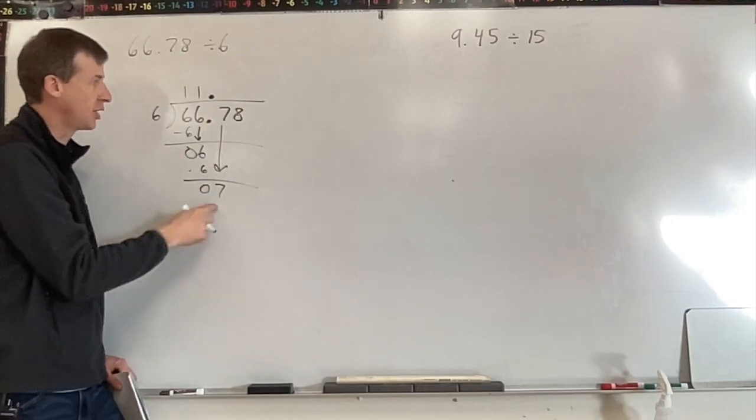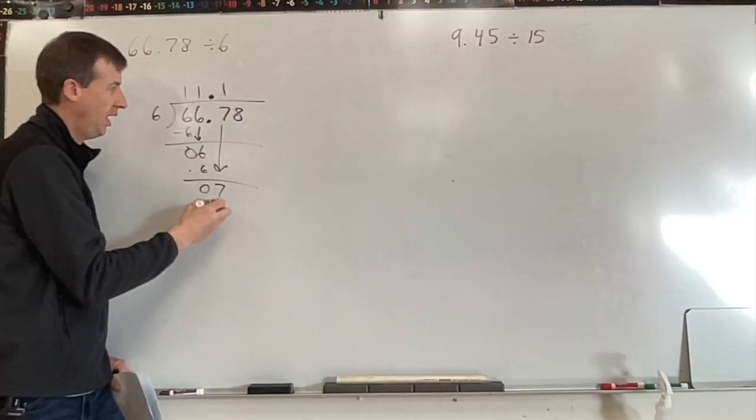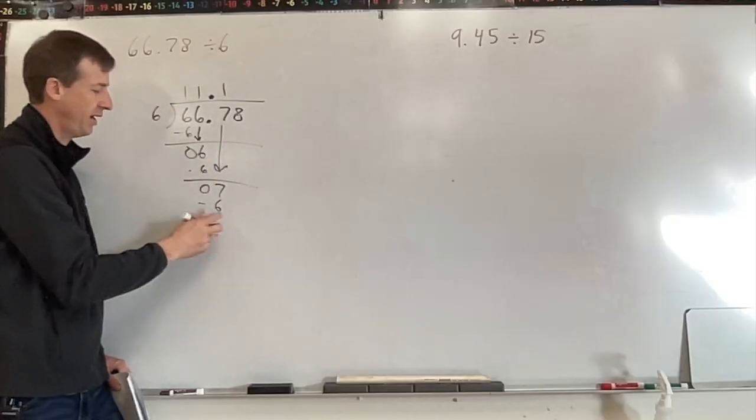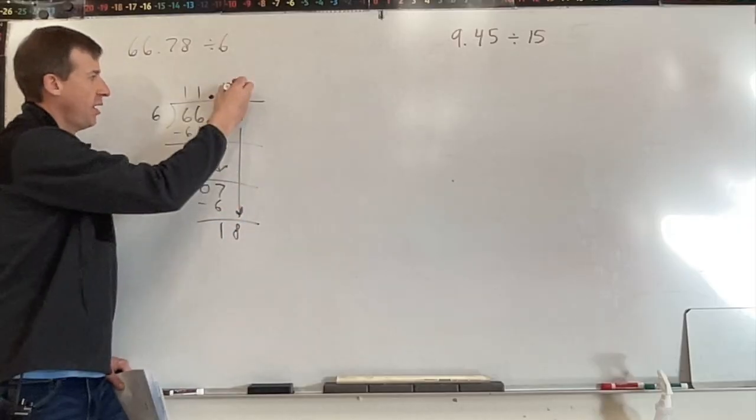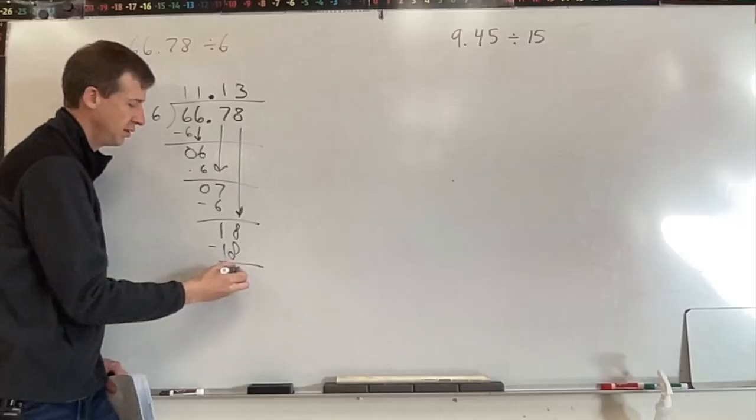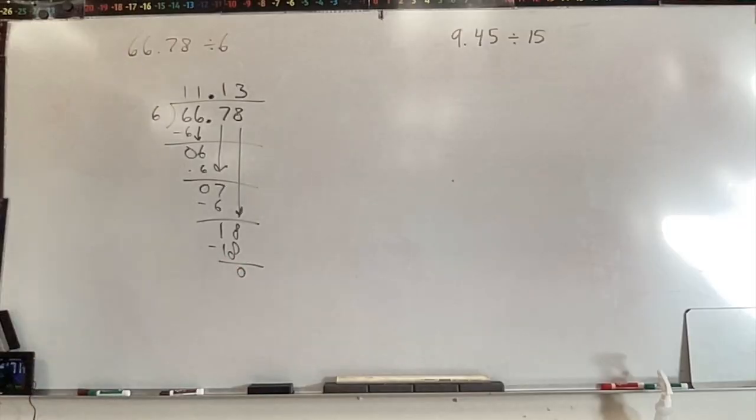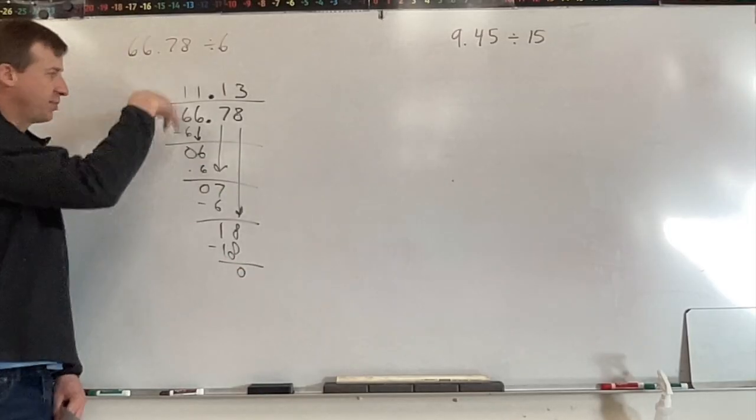I bring down the 7. 6 goes into 7 one time. 6 times 1 is 6. 7 minus 6 is 1. Bring down this 8. And 6 goes into 18 3 times. So we end up with 11.13. So doing the exact same math, just bringing that decimal point up.